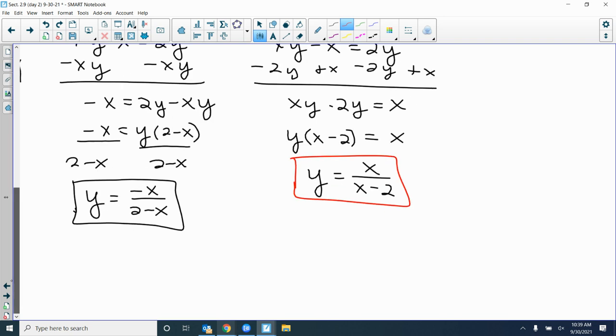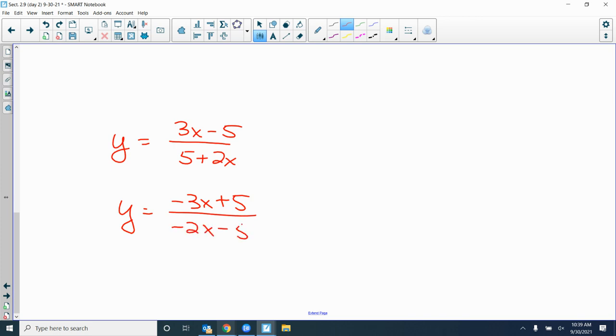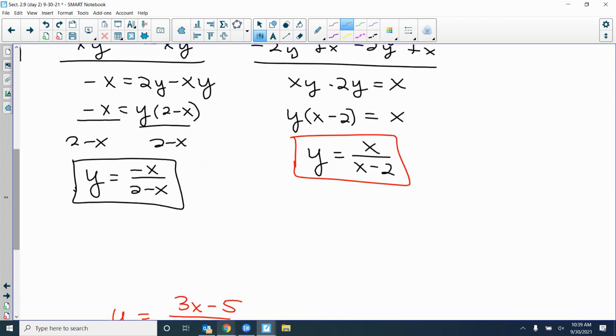So what I'm getting at, if somebody comes up with an answer like y equals 3x minus 5 over 5 plus 2x, whatever, and somebody else says, oh, I got negative 3x plus 5 over negative 2x minus 5, what can you tell me? They're the same. You don't need to try and make one into the other, because as long as everything is opposite, you could factor out a negative 1, they cancel, everything's good. All right, so that's our answer. I don't care which way you write it. We wrote it this way. We'll keep it this way.